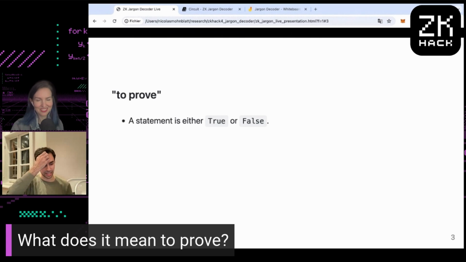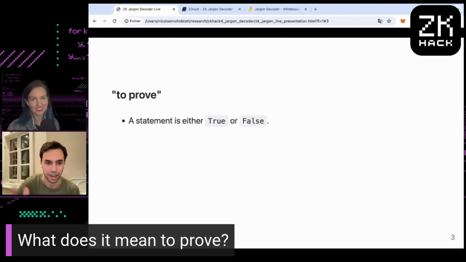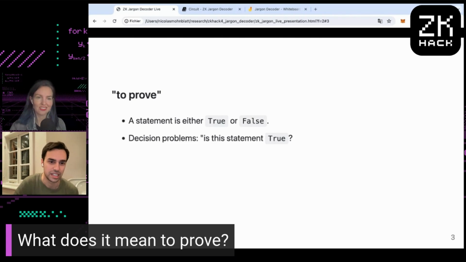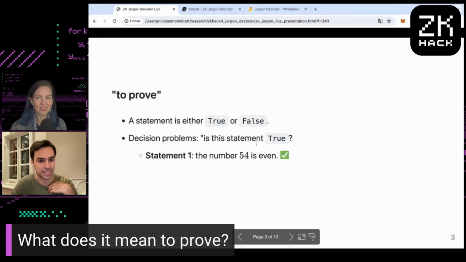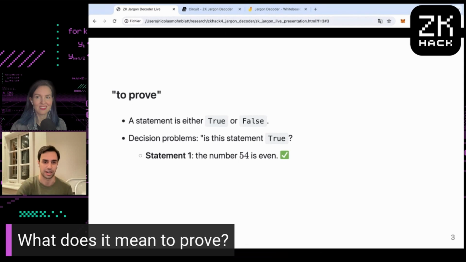So in mathematics, we have statements that are either true or false. And the problems we're confronted with are like decisions: can I decide whether the statement is true? Sometimes that's easy. You'll have a statement like "the number 54 is even." Sure, I can look at it and figure that out.